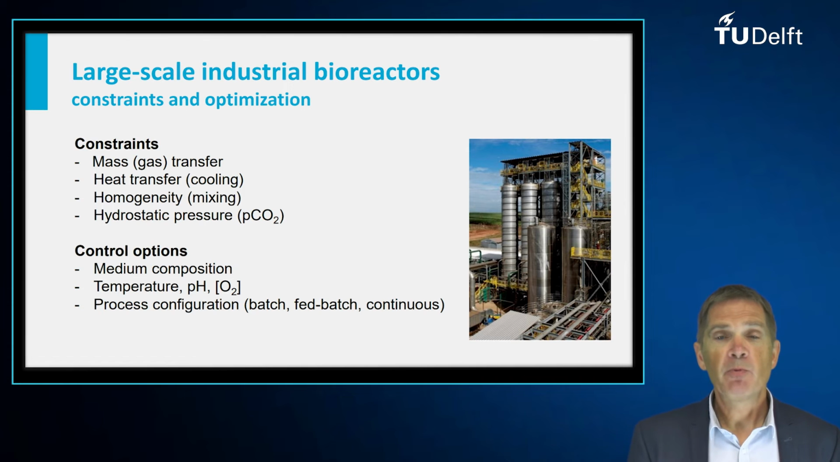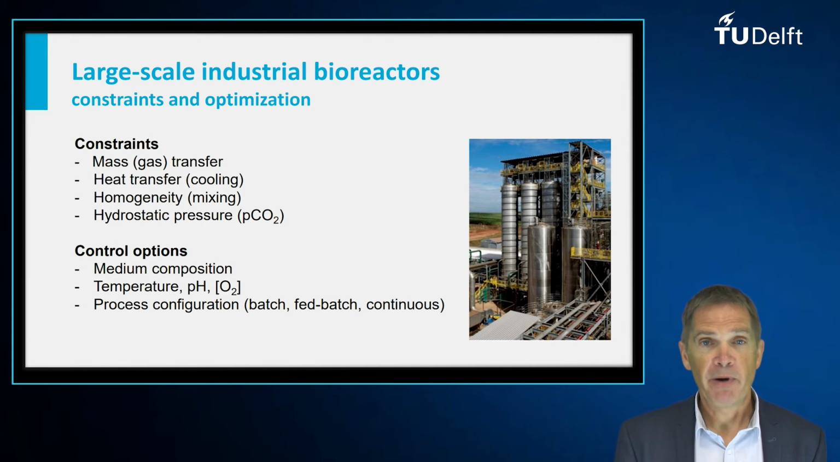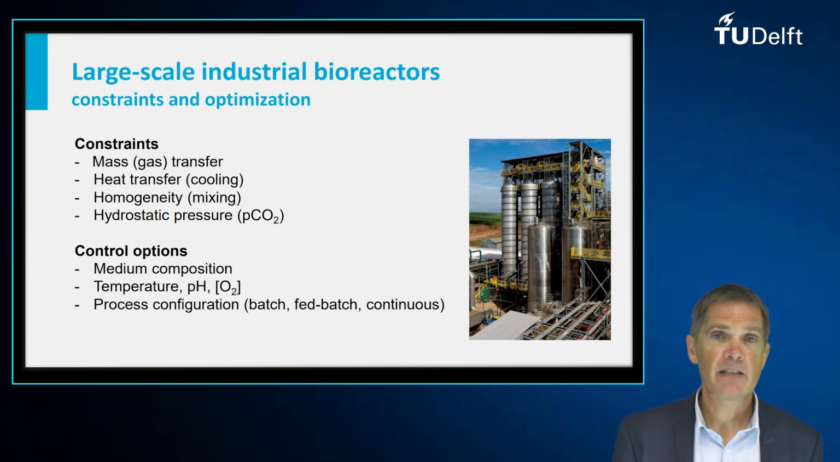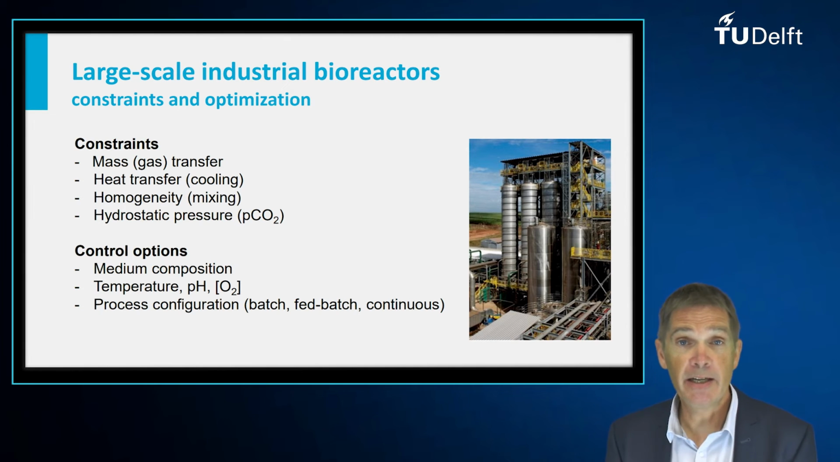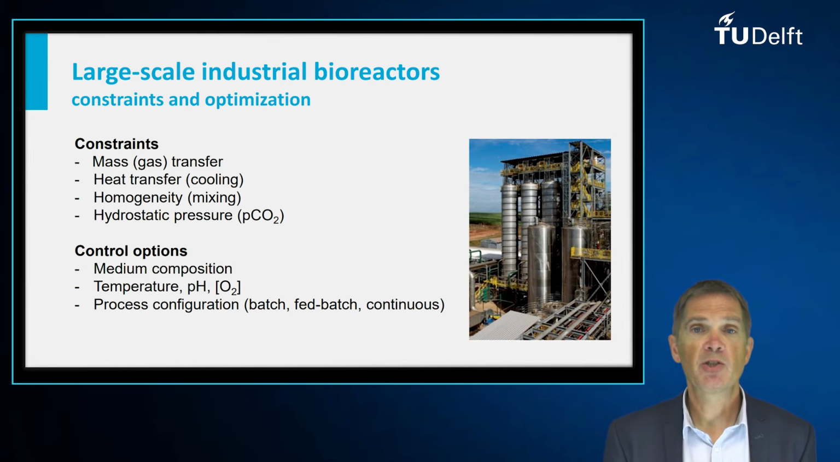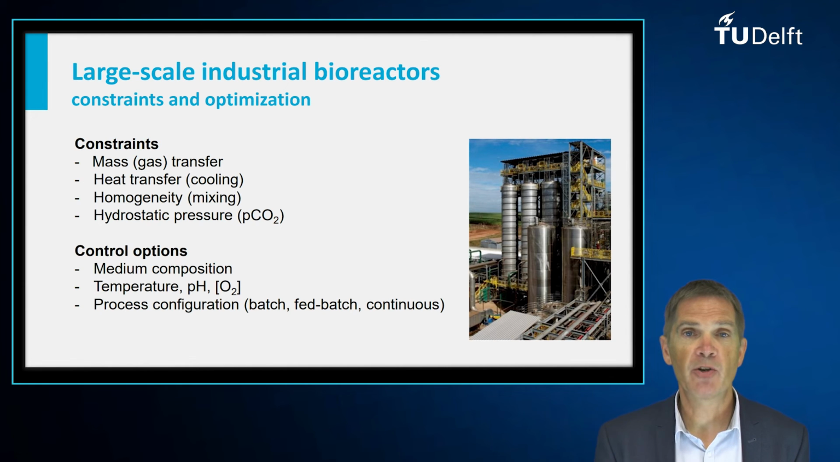The bioreactors in which we grow microorganisms in industrial biotechnology often have a volume of hundreds of cubic meters. This scale imposes constraints on parameters such as transfer of gases into and out of the culture liquid, transfer of heat, and mixing behavior. In this course, you will learn how these constraints can be quantified to support process design and optimization. In addition, you will learn which control options are available to tune process conditions to enable optimal performance of microbial cell factories.